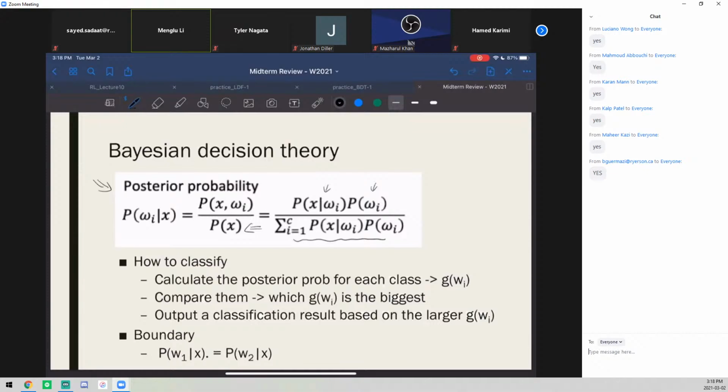Okay, so what I'm saying is that the denominator is this, and we can just replace the joint probability by the likelihood and prior probability, which we already know. Therefore, the posterior probability can be calculated by this formula.